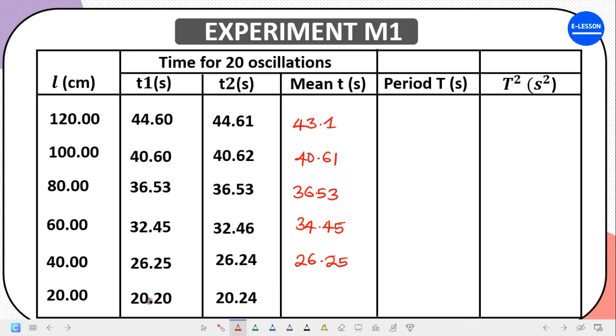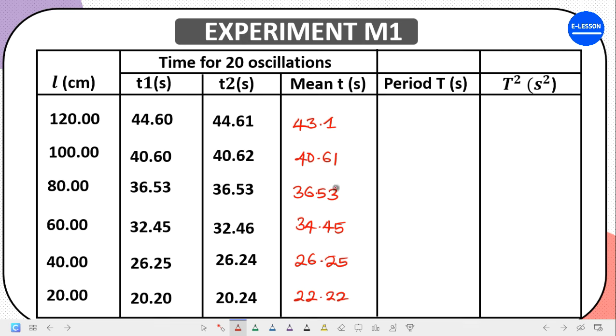Okay, then we have 22.20 and 22.24 divided by 2. This will give us 22.22. Okay, take note of that. So 20.20 plus 20.24 divided by 2 gives us 20.22.